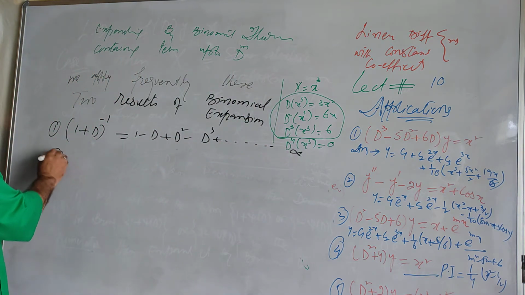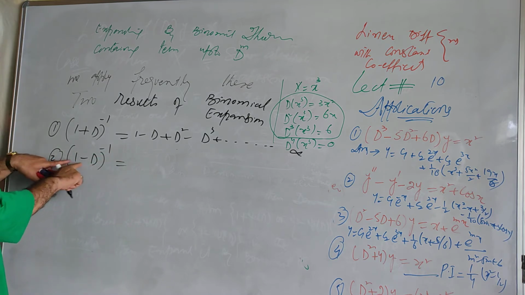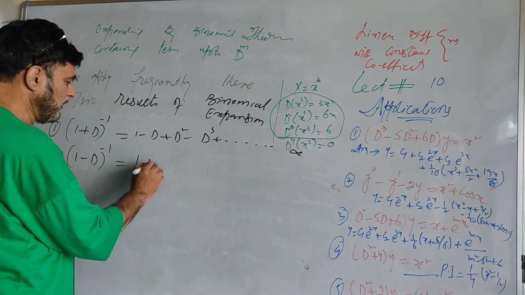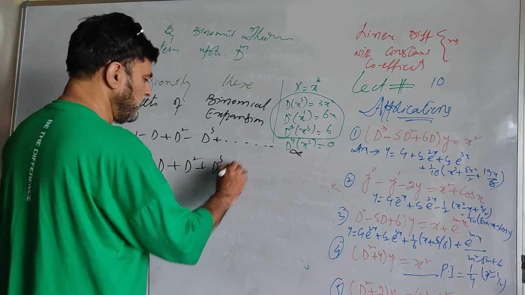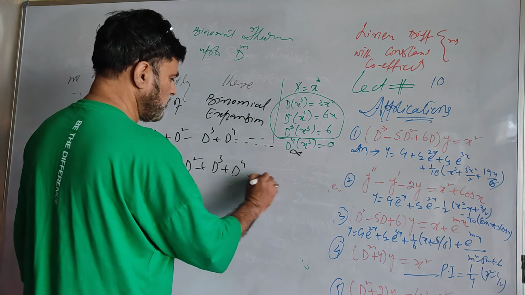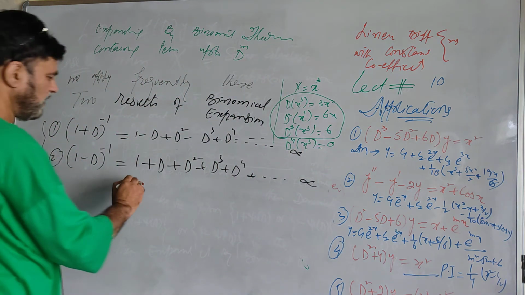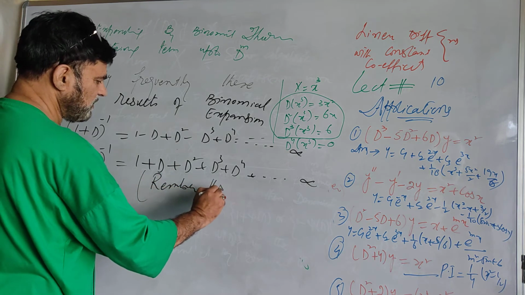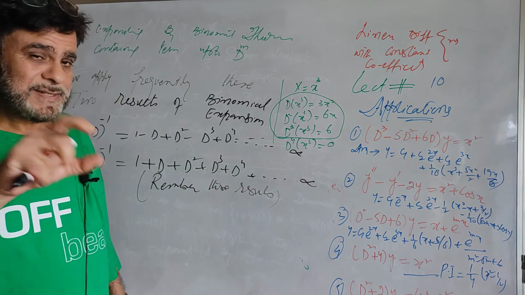If it is like this, (1 minus D) raised to power minus 1, that is 1 minus psi of D, we will use the formula with all positive signs: 1 plus D plus D square plus D cube plus D4 and so on to infinity. We use these results. I will write them here, you will remember these results, so that you will save time.